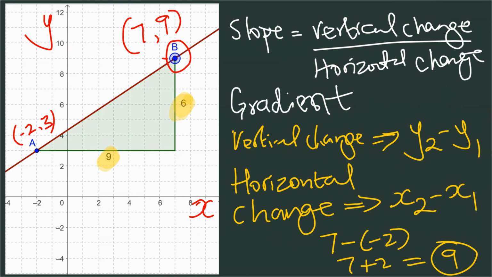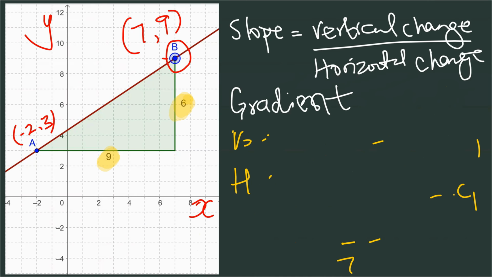So how do we find our gradient? We find the gradient by vertical change divided by horizontal change. So we can say that the gradient is vertical change.